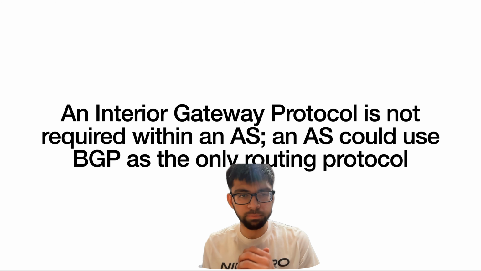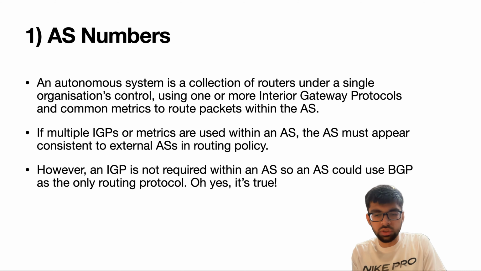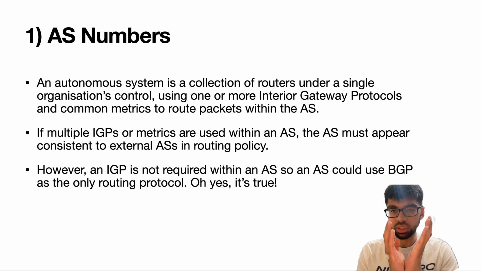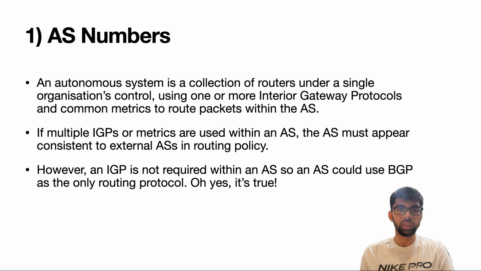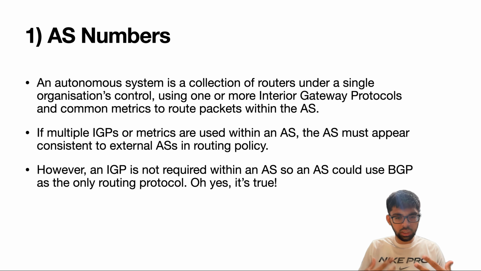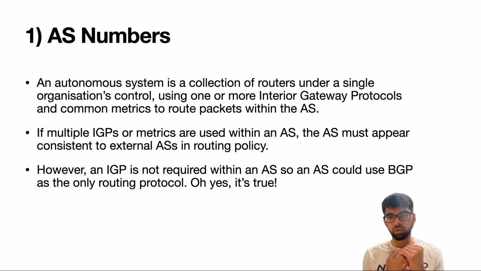Now let's talk about AS numbers. Firstly, let's talk about an autonomous system. What is an autonomous system? It's a collection of routers that's under a single organization's control. It's basically like an administrative domain in BGP.